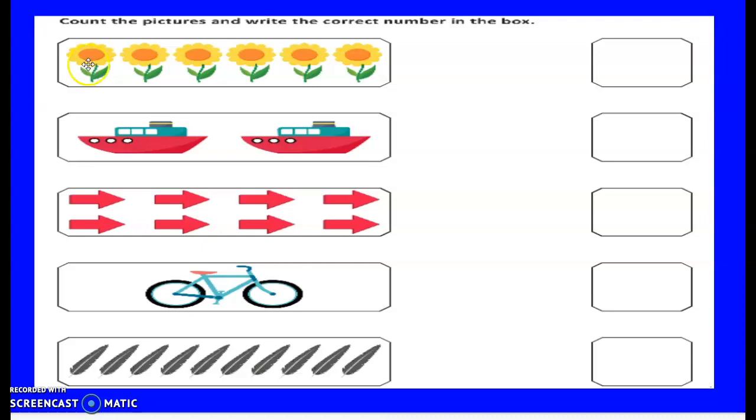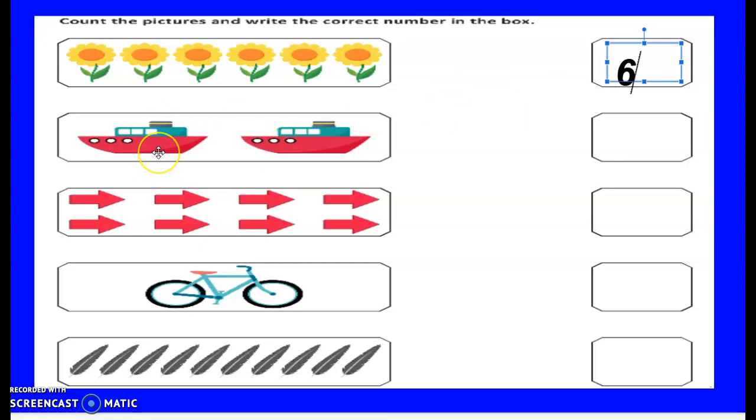Put your finger. Put your finger, everyone. 1, 2, 3, 4, 5, 6. So how many flowers are there? 6. So what will we write in the box? In the box we will write 6. Okay? Now come here.